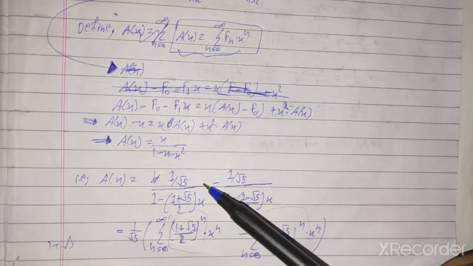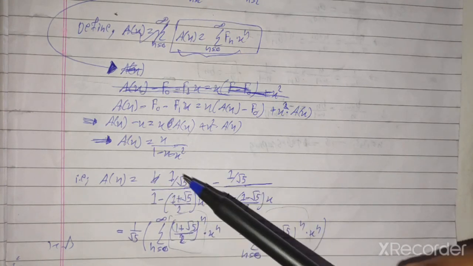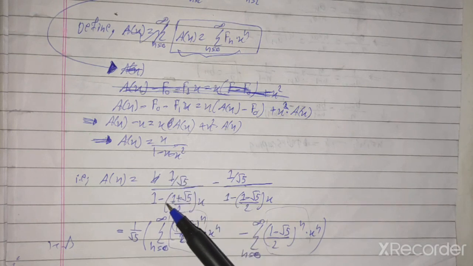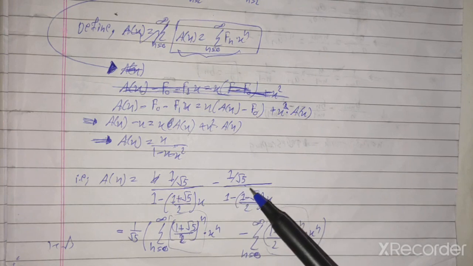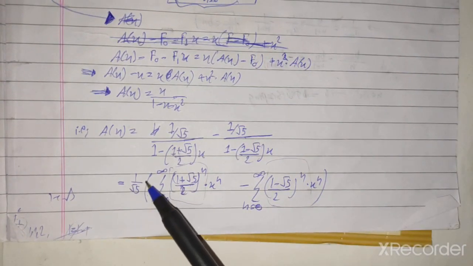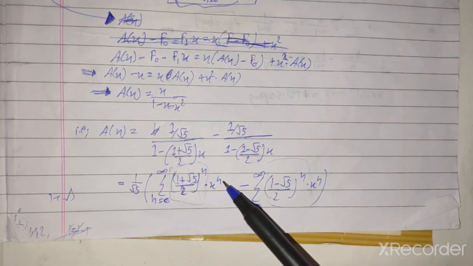From here you can get the value of A(x) as x by (1 minus x minus x^2), and now you can convert this into partial fractions. You got A(x) is equal to 1 by root 5 times this. Converting this into partial fractions, you will get 1 upon root 5 times [1 upon (1 minus ((1 plus root 5) upon 2) x) minus 1 upon (1 minus ((1 minus root 5) by 2) x)], which is equal to 1 upon root 5 times ((1 plus root 5) by 2)^n x^n minus this.